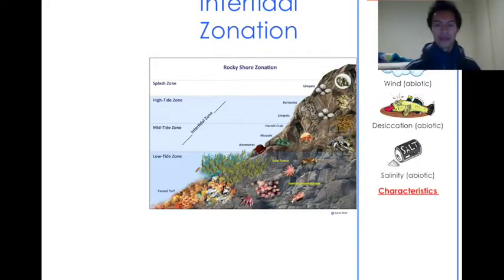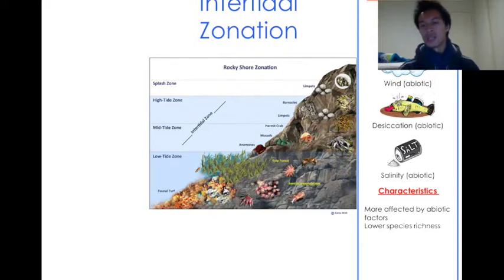Okay. Now, what that means is organisms have to have particular characteristics that allow them to survive at the high tide. So these ones are more affected by abiotic factors, environmental factors, and what you are likely to see is that there is a low species richness.